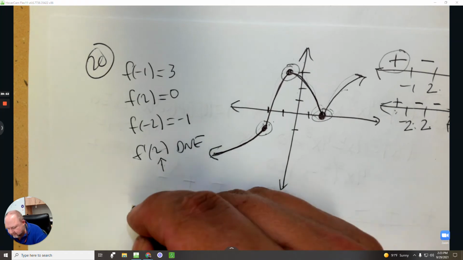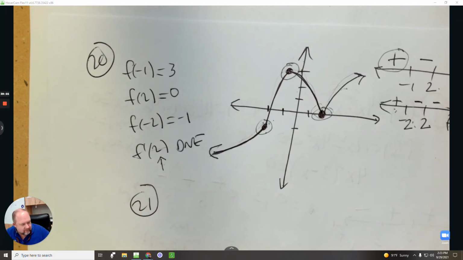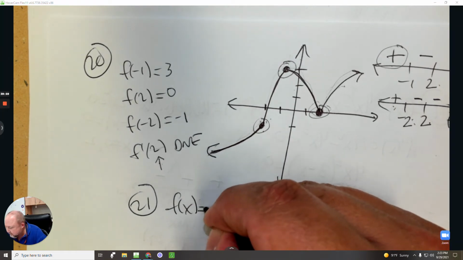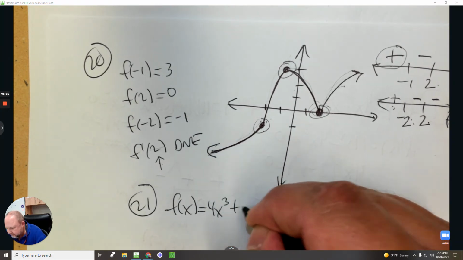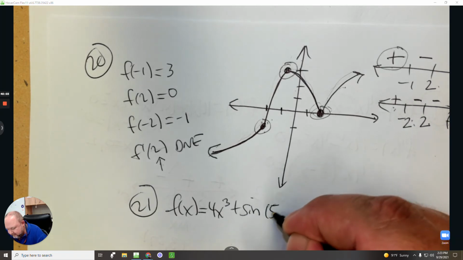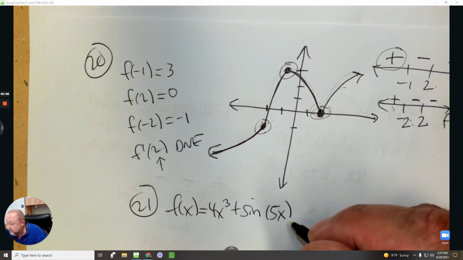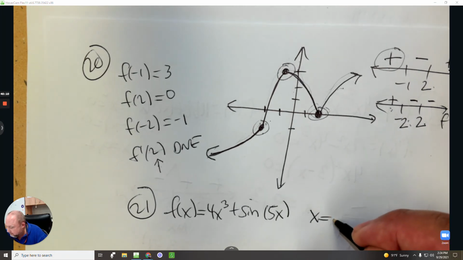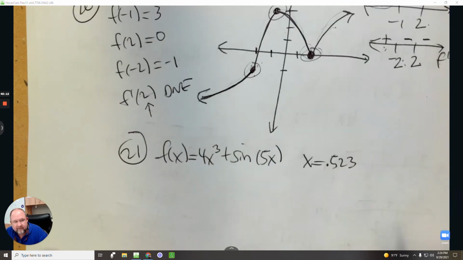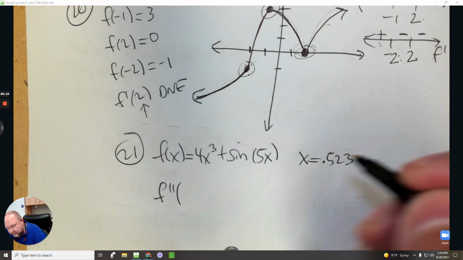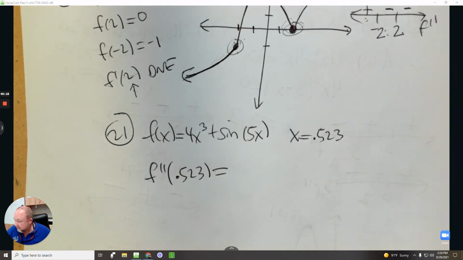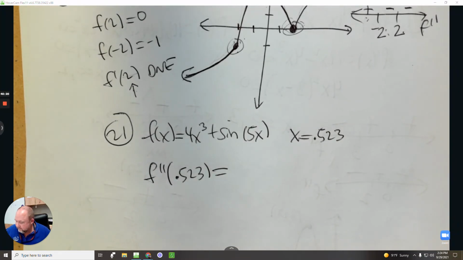21. Use a calculator. I like a calculator to determine if f of x equals 4x cubed plus sine 5x is concave up or down on the interval including x equals 0.523. So what we need to do is find the second derivative at 0.523 and see if the answer is positive or negative.